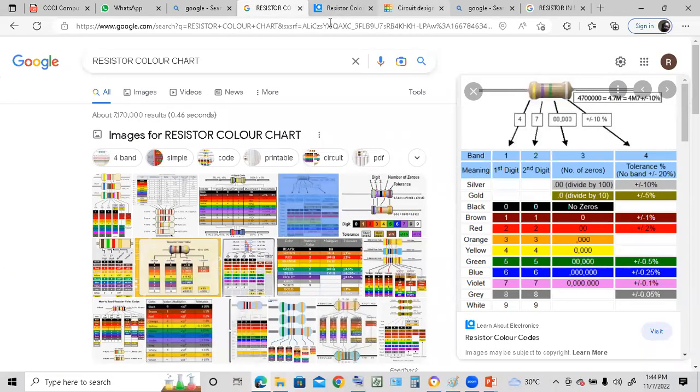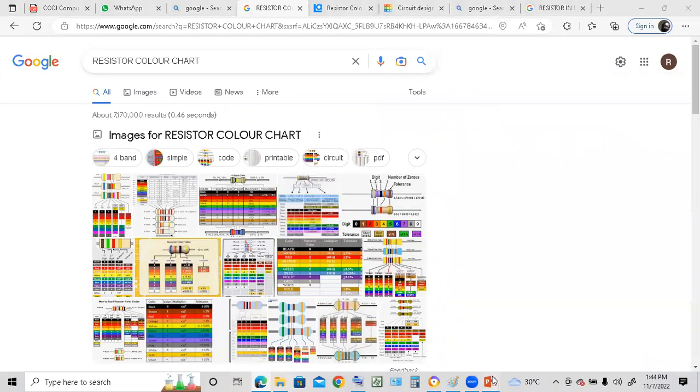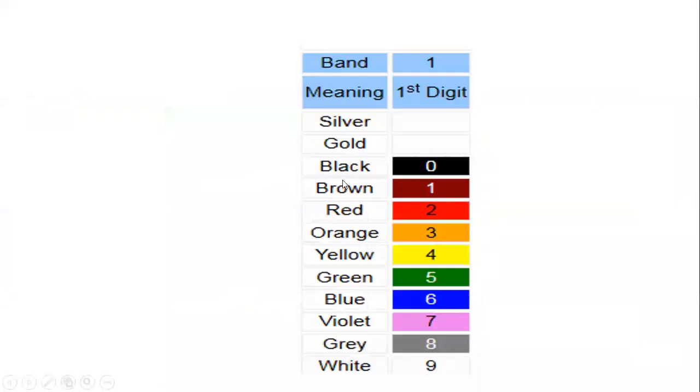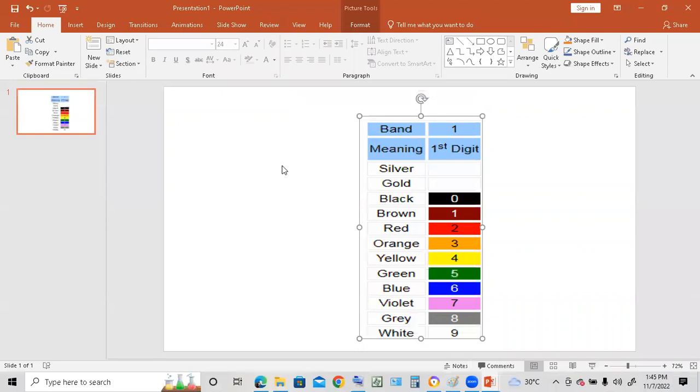So the resistor color code is designated like this. Black is 0, brown is 1, red is 2, orange is 3, yellow is 4, green is 5, blue is 6, violet is 7, gray is 8, and white is 9. We're not going to discuss silver and gold, even though silver is 10% and gold is 5%. So I'm going to explain what that means now.